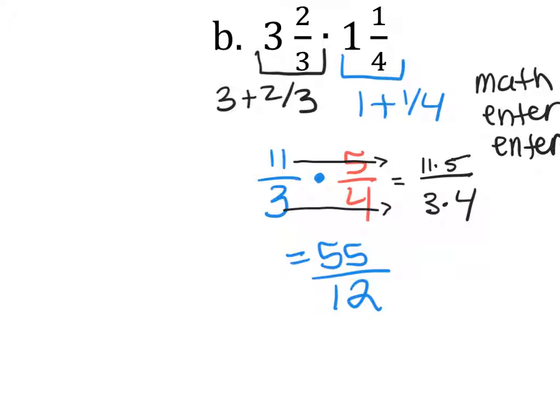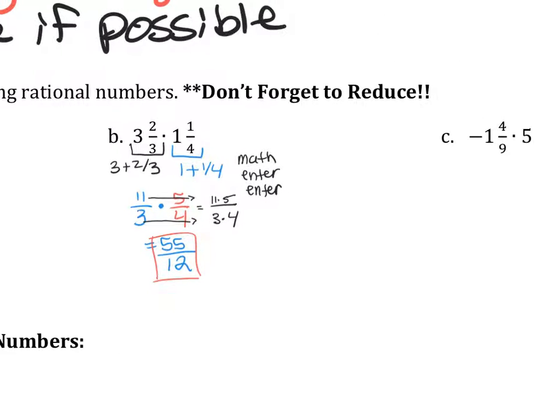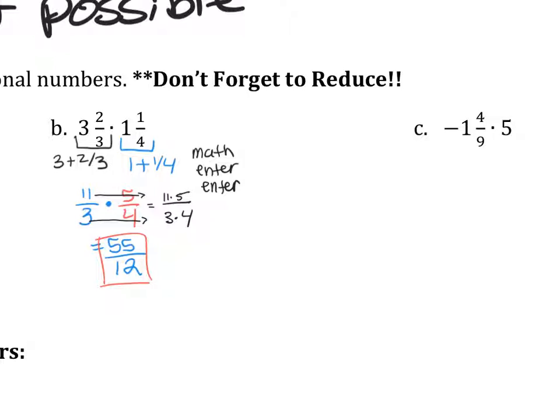But can this be reduced? How could you check? 55 divided by 12, math, enter, enter. No. So that would be our final answer. Okay. Can you guys try letter C? So again, you have to convert that mixed number to an improper fraction. And remember how we dealt with the negative. You have to have that parenthesis with the negative on the outside when you're converting that mixed number to an improper fraction. So go ahead and try letter C on your own.